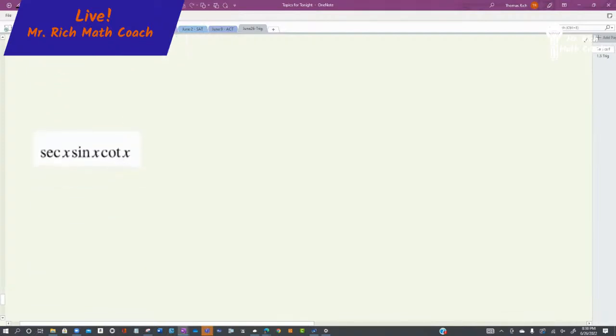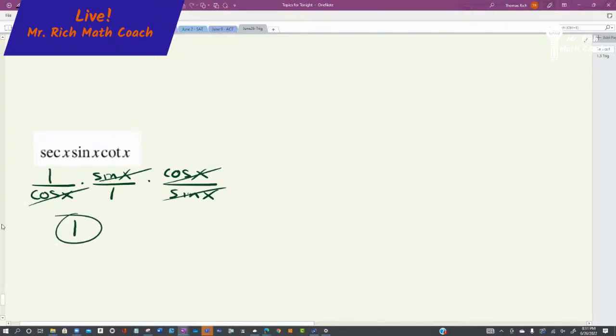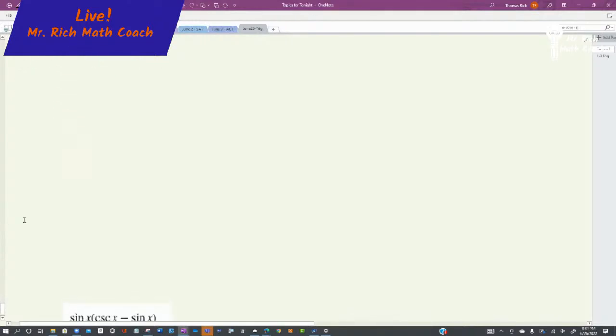This one here, I'm going to convert everything into sines and cosines. So secant is 1 over cosine x. That would be times sine x over 1. And cotangent is cosine x over sine x. So sine x over sine x is 1. Cosine x over cosine x is 1. My answer is 1. Not too bad.